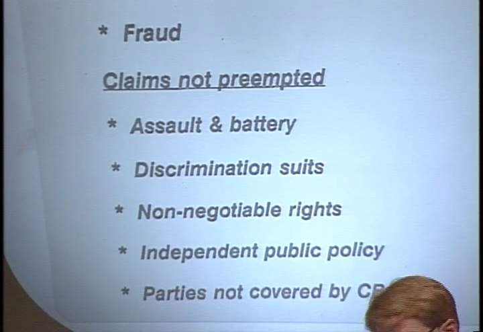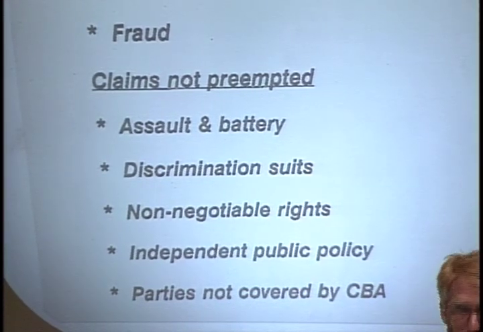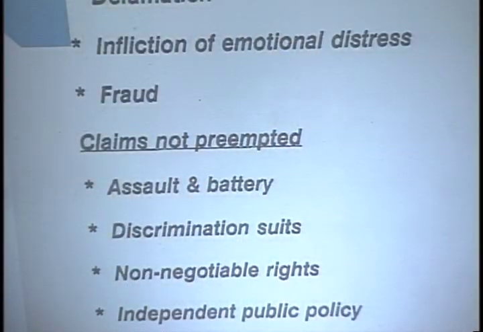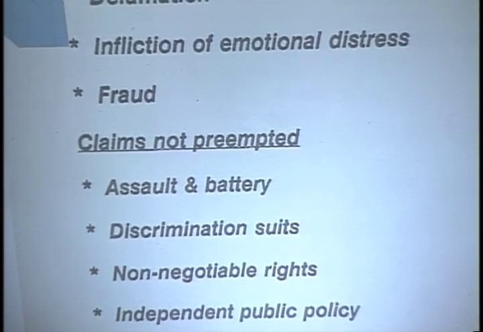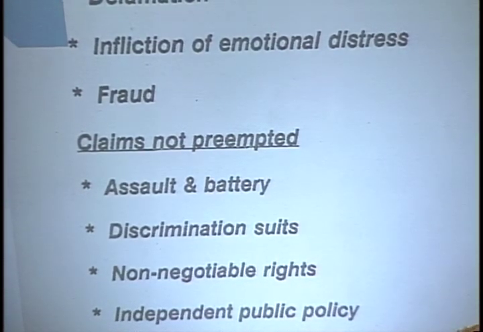However, since this is usually a parasitic tort to other claims, there will probably be something that's preempted, and it'll be in federal court. Infliction of emotional distress, probably preempted. Because in order to determine what is outrageous or sufficiently unreasonable conduct, you look at the terms and conditions of employment set forth in the CBA. Case law is pretty clear there.